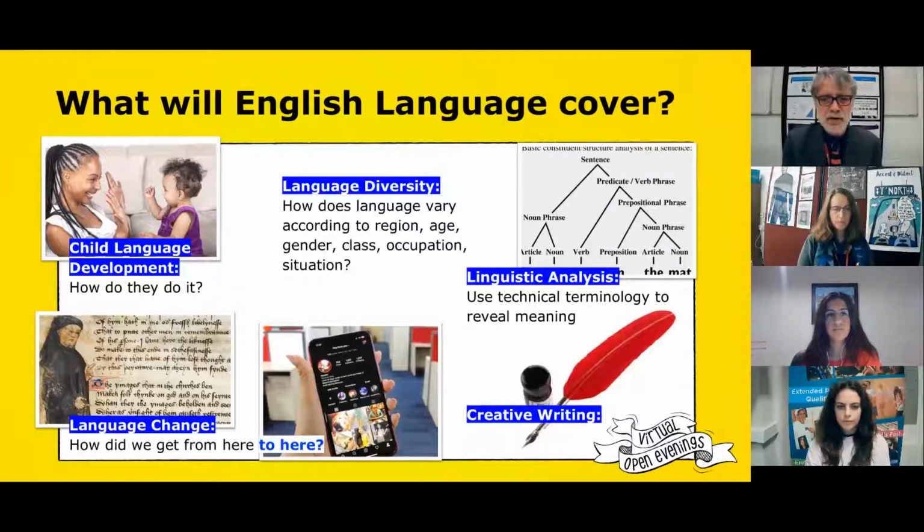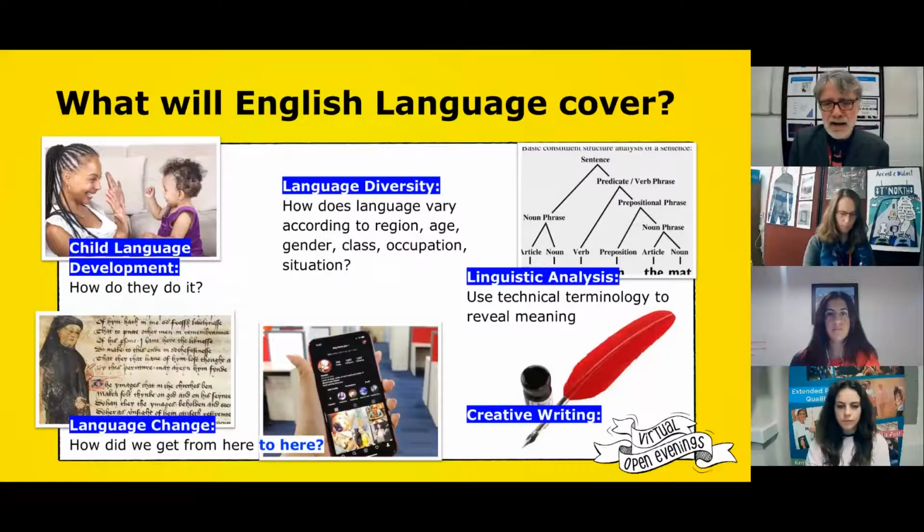Then I'm moving across the slide to the right and looking at linguistic analysis. I think it is important to say that we do analyse language, and we analyse it in quite a lot of detail. And you have to do it in a more technical, linguistic way than you would at GCSE.